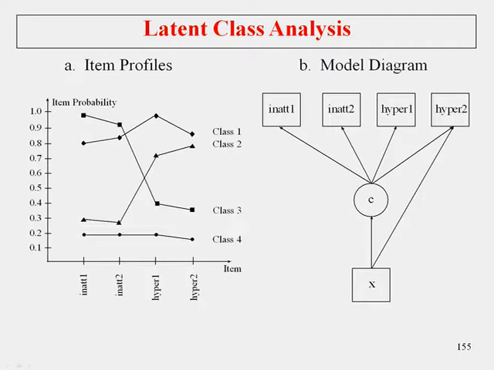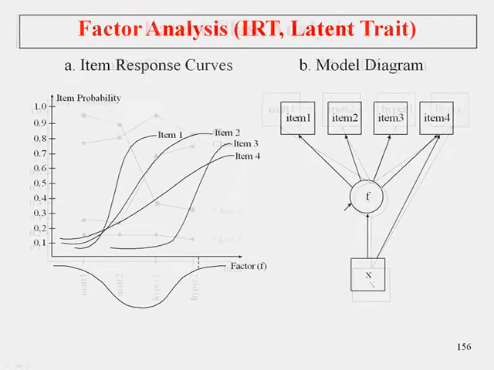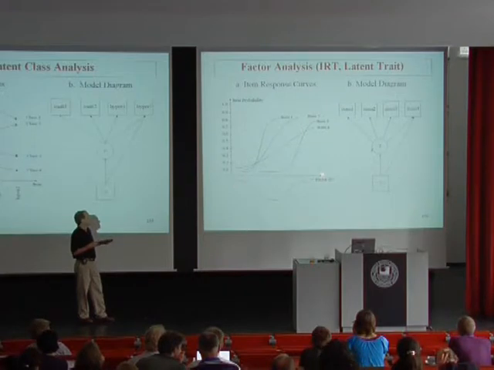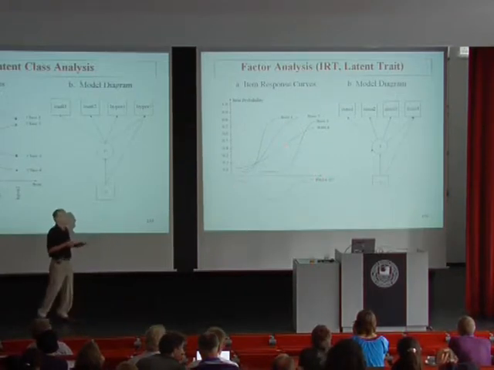Anyway, so this model is now standard LCA with an X and potentially direct effects. But let's ignore the direct effect aspect. So then let's go to the right screen. And again, the items are dichotomous. And the picture on the left then is y-axis, the item probability. And now we're going to have a continuous latent variable on the x-axis. So there's a factor f, a continuous latent variable, which influences the response to the items.